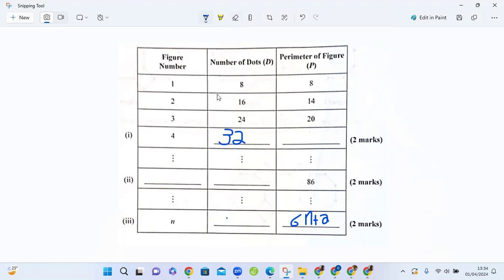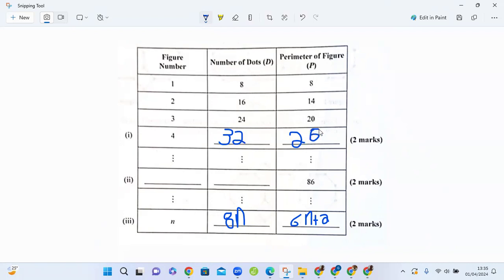So the formula now is 8n. 4 8s are 32. And this one is 6n plus 2. Let's verify the formula from the pattern. 8 and 6 is 14, and 6 is 20. 20 and 6 is supposed to be 26. If we substitute 4 into this formula, will we get 26? Right. 6 times 4 is 24, plus 2 is 26.